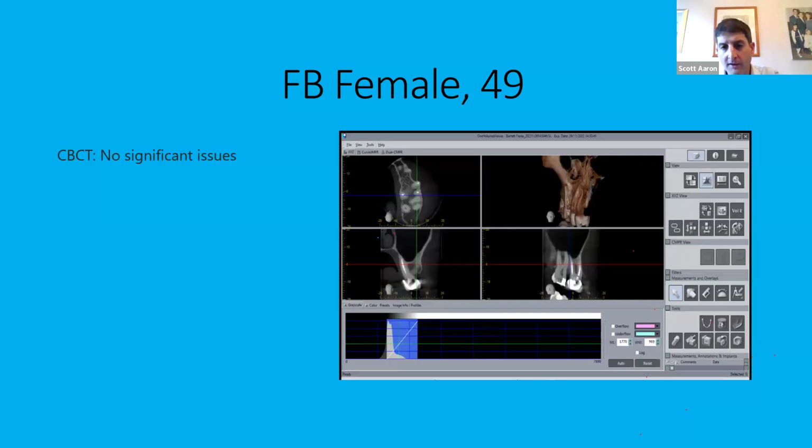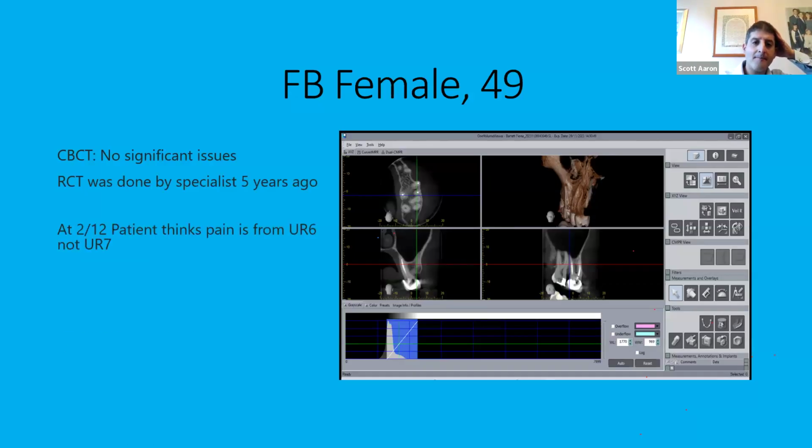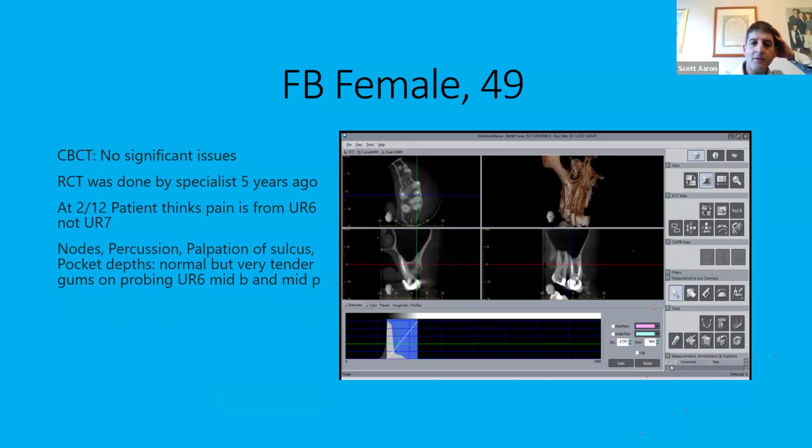So a CBCT was taken with no significant issues. The RCT had been done by a specialist 5 years previously, and I think the specialist recommended this CT scan to be done. Two months later, the patient was thinking the pain is coming from the 6, not the 7. Again, everything's normal, but now we've got the gums are very tender on probing on the 6, mid-buccal, mid-palatal. That's why we took the CT, sorry.